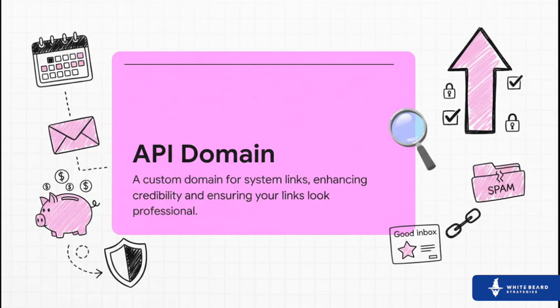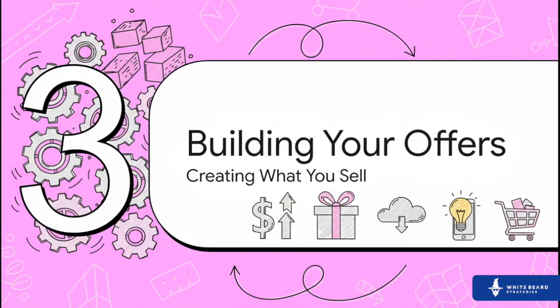Next up, something called the API domain. Now, this might seem like a small technical step, but trust me, the impact is huge. By setting this up, every single link the system generates, whether it's for a calendar booking or an invoice payment, is branded to your domain. This builds instant trust and makes sure your emails actually land in the inbox, not the spam folder. So, with that foundation solidly in place, we can move on to the fun part.